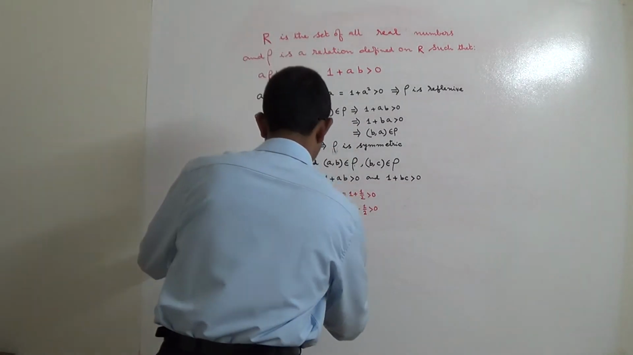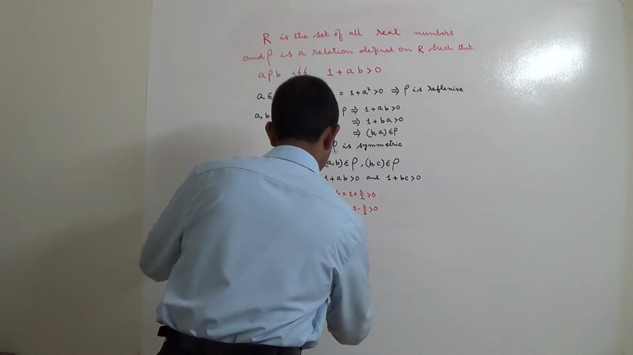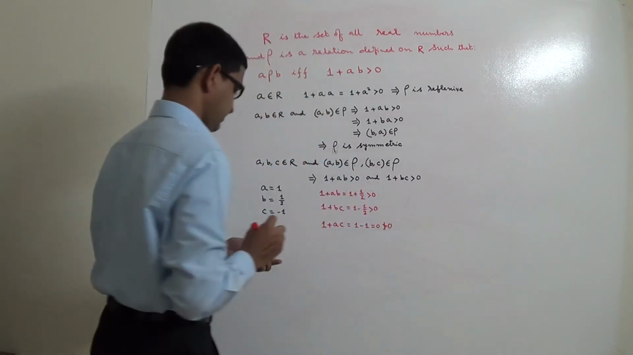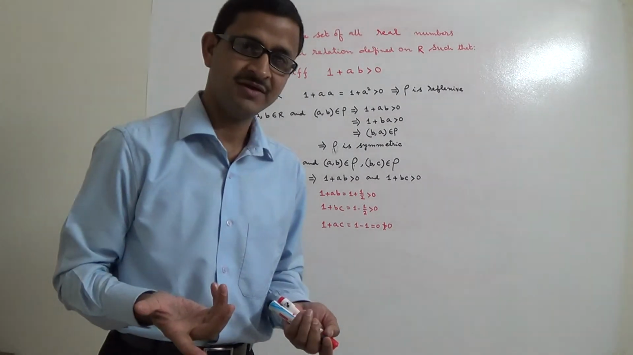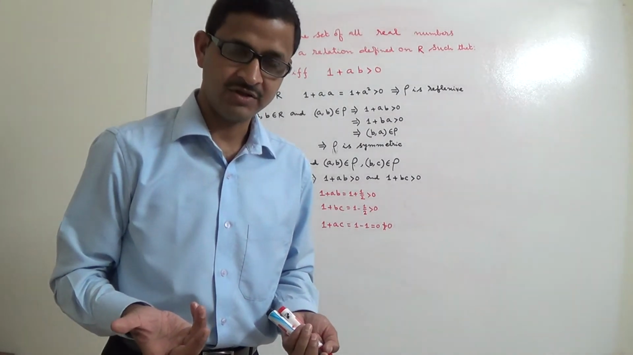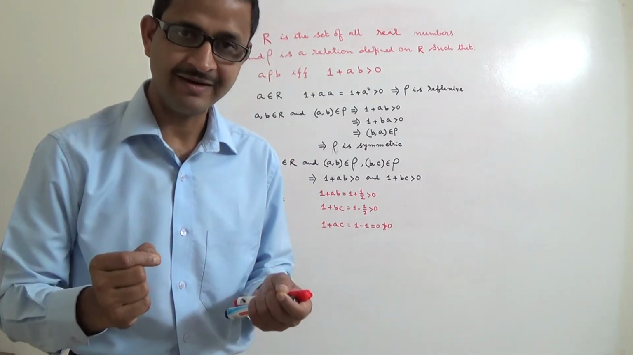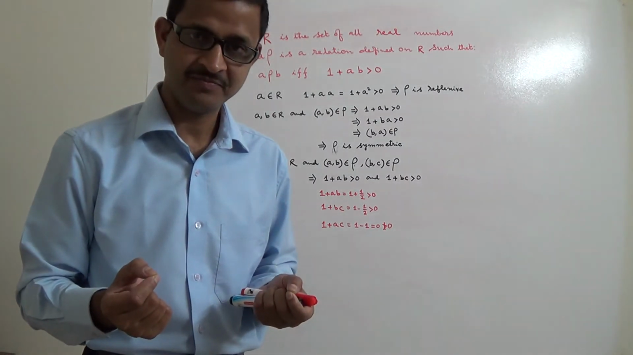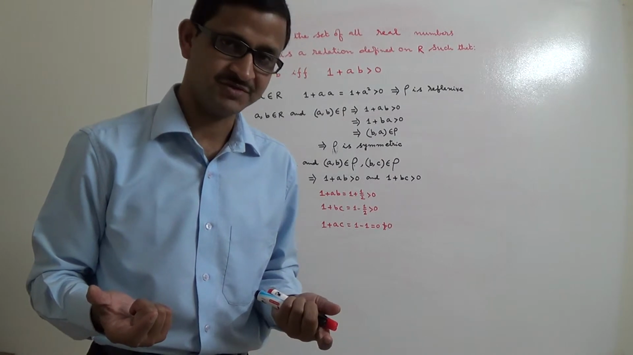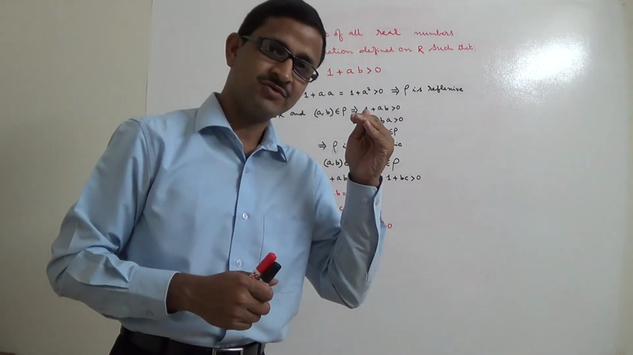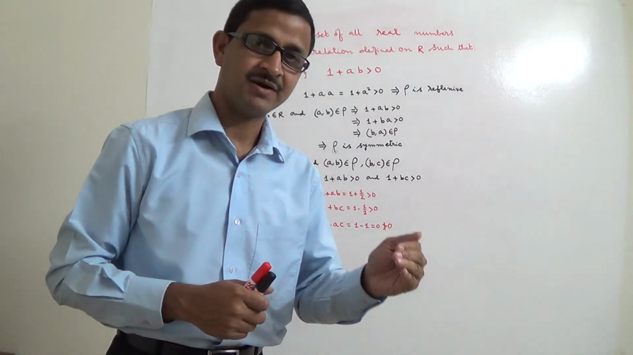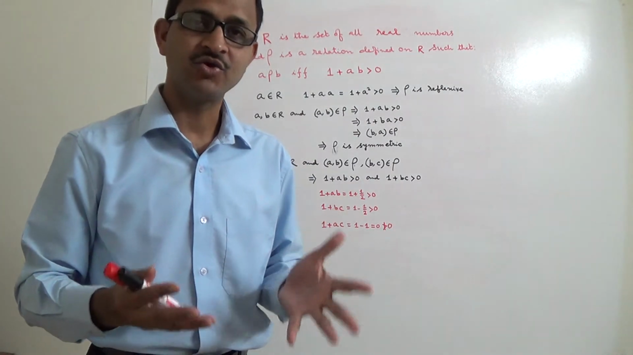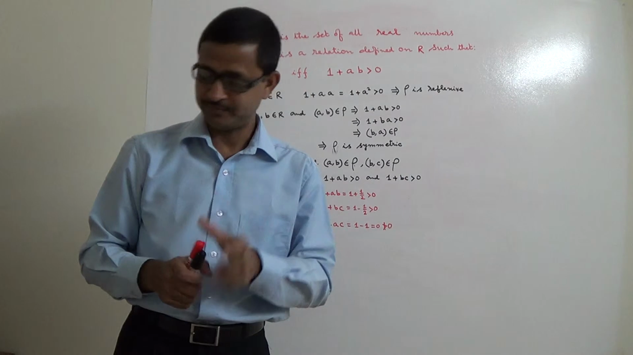Now 1 plus A into C equal to 1 minus 1 is equal to 0, which is not greater than 0. So that means A comma C doesn't belong to the set rho. That means A and C are not related by means of the relation rho. Hence the relation rho is not transitive. Hence it is not an equivalence relation. Though rho is both reflexive and symmetric, as it is not a transitive relation, hence rho is not an equivalence relation. Understood? Thank you.